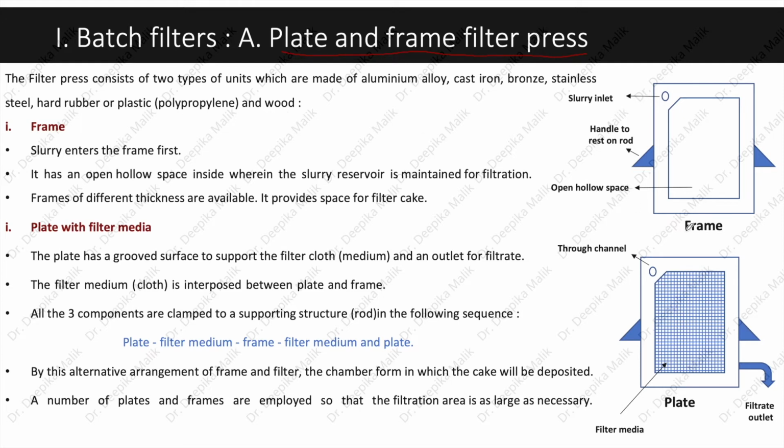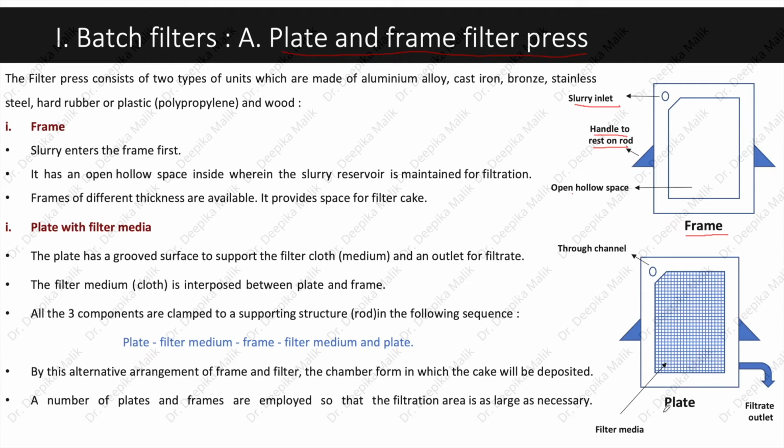The first part is called the frame. Here the slurry enters the frame first. It has an open hollow space inside wherein the slurry reservoir is maintained for filtration. Frames of different thickness are available. It provides space for filter cake, as you can see in the first diagram. Handles are also provided on both the sides to place the frame on the rods.